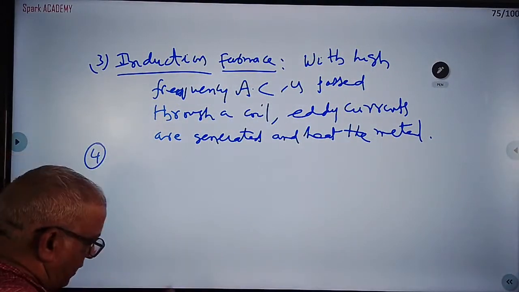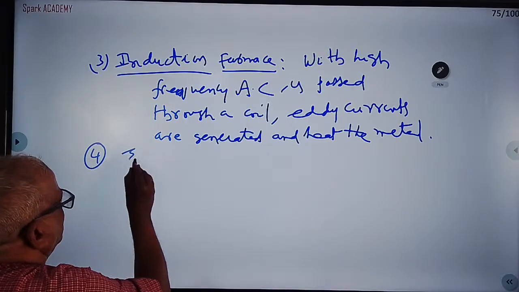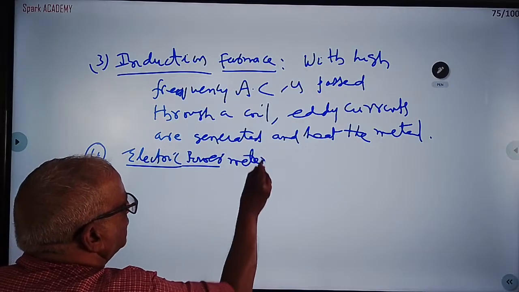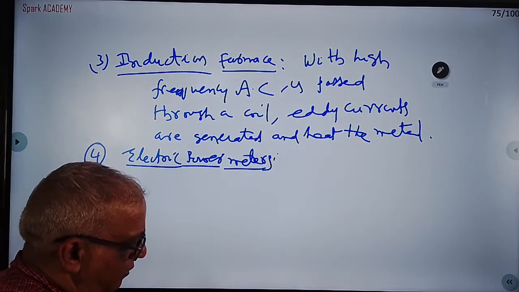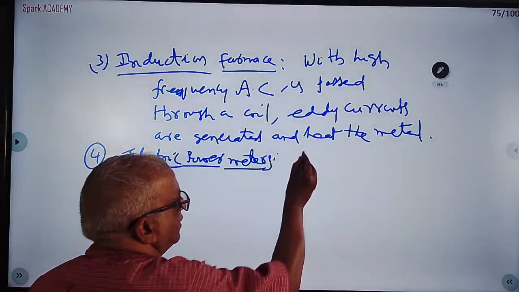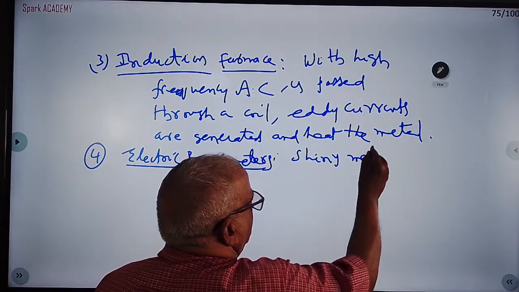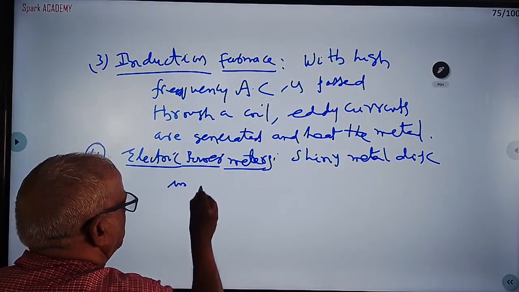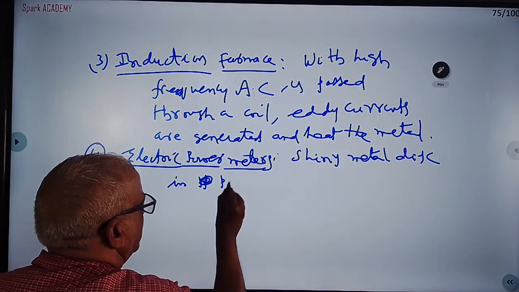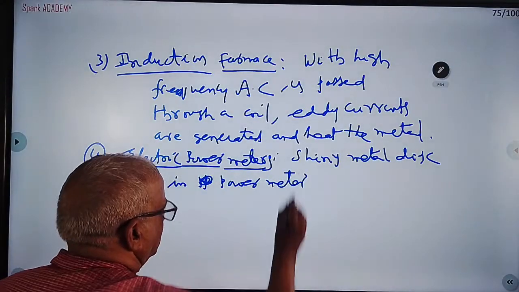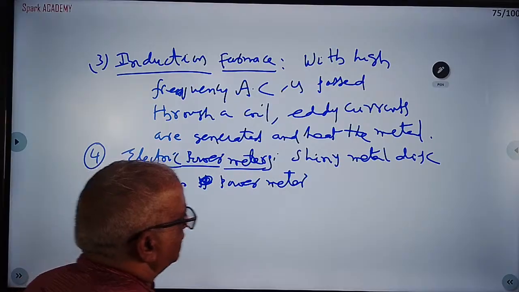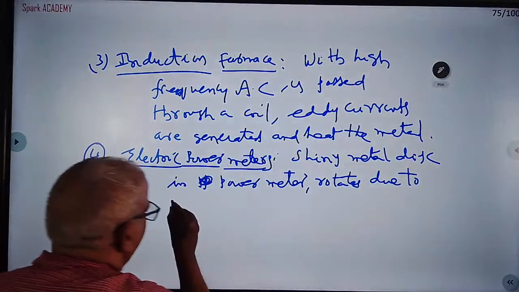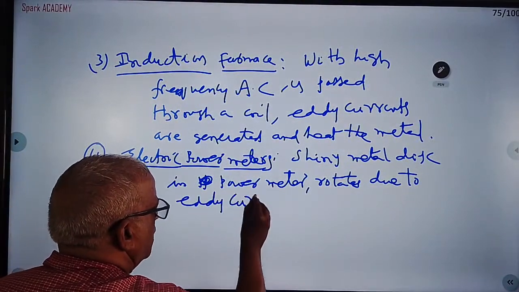Lastly, electric power meters, which is very simple. The shiny metal disc in an electric power meter rotates due to eddy currents. Everything you write with eddy currents, I think they will give you full marks.